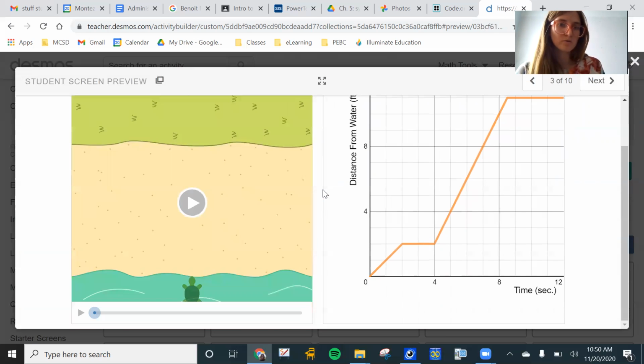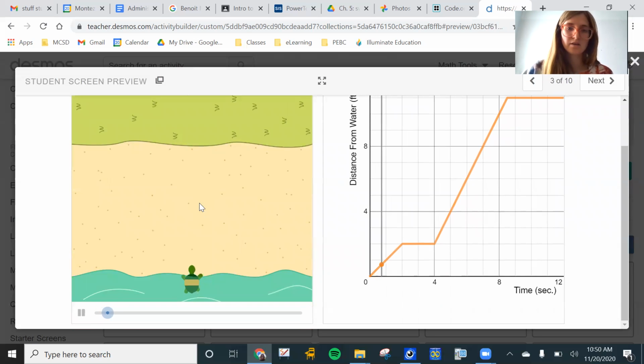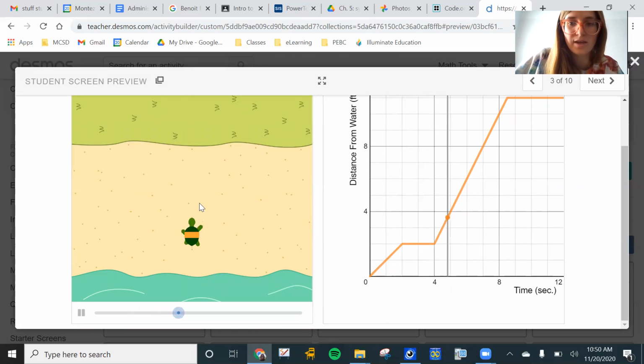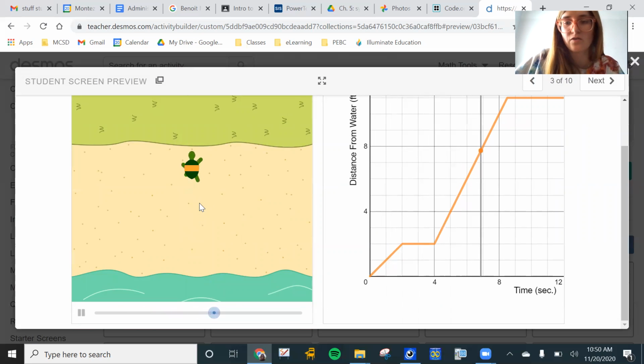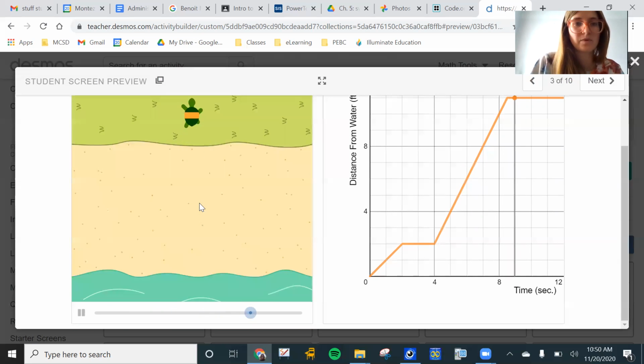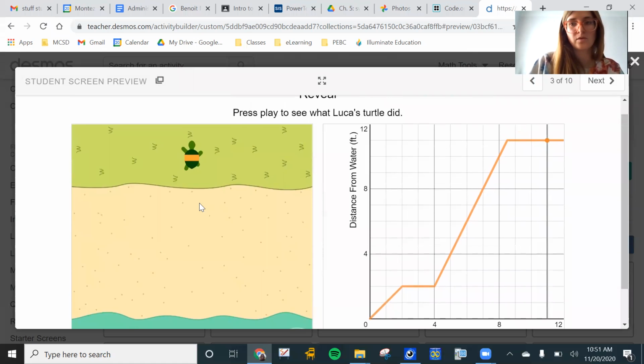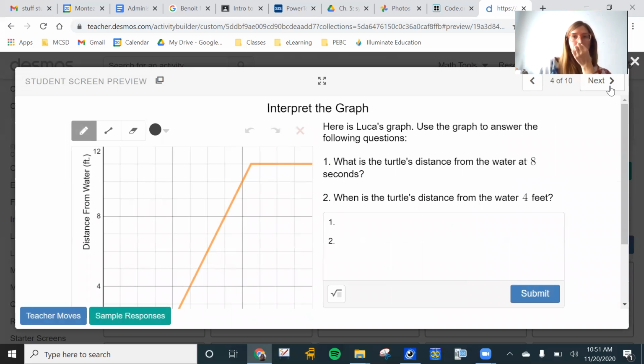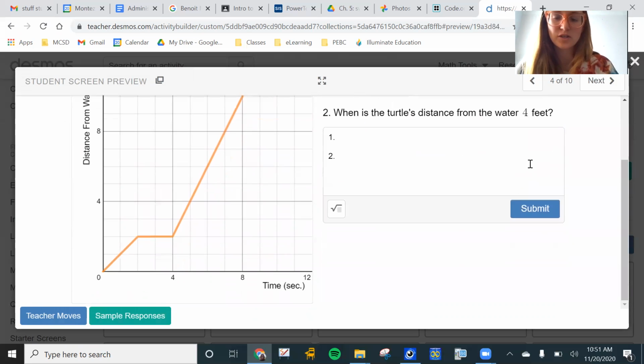I think the video shows us. Let's press play. So he walks away, and then he stops. And then he walks away again. He goes a little faster that time around, but then he stops. And that's it. So here's Luca's graph. Use the graph to answer the following questions.